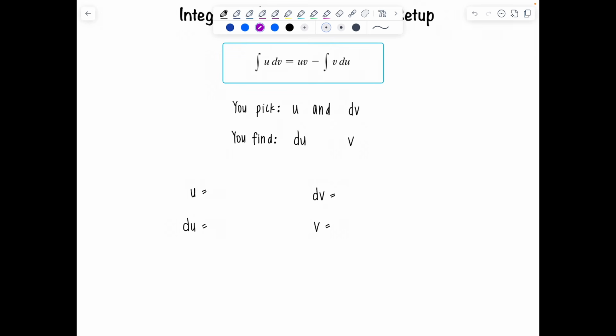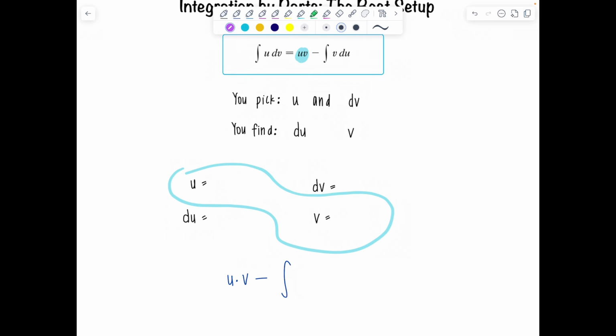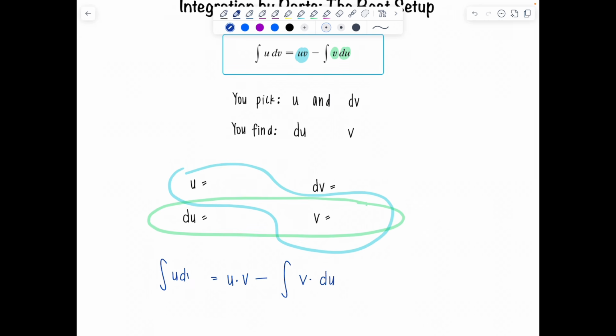And then how do you set up the formula? Well, look, it's u times v, this portion right here, u times v. So you just take this diagonal product, u times v, minus the integral, and then this is v times du. So then you subtract the integral of that horizontal product, that row down there, v times du. And then that's equal to your original integral, u dv.